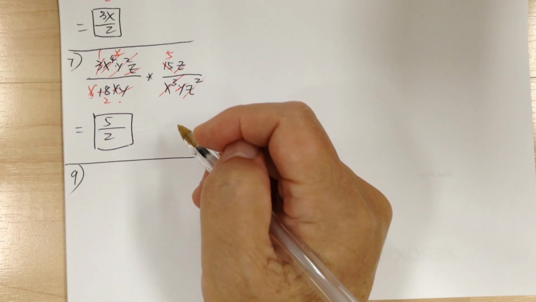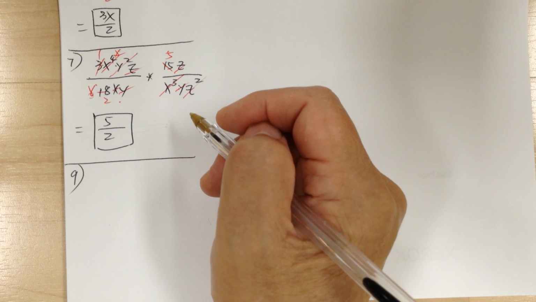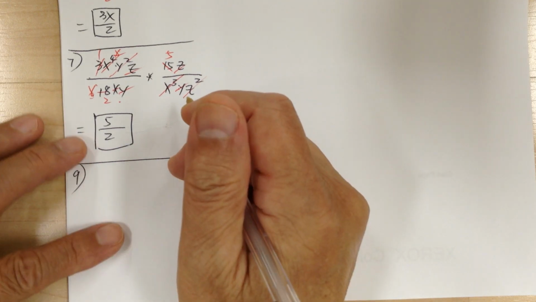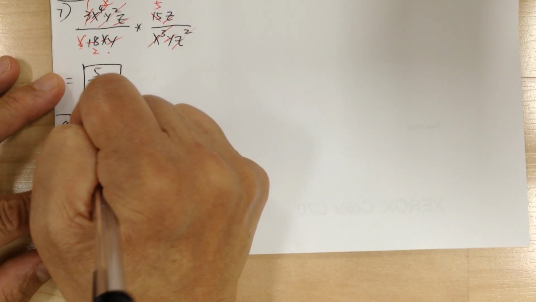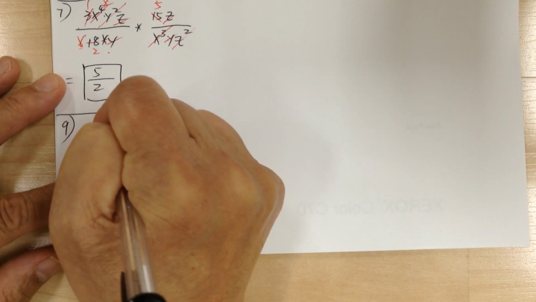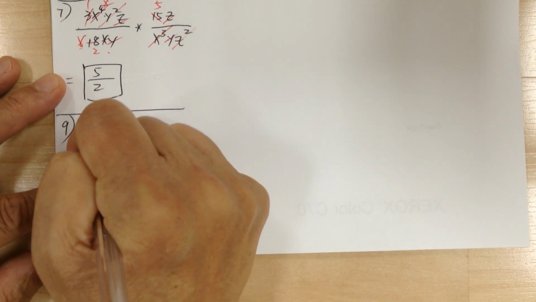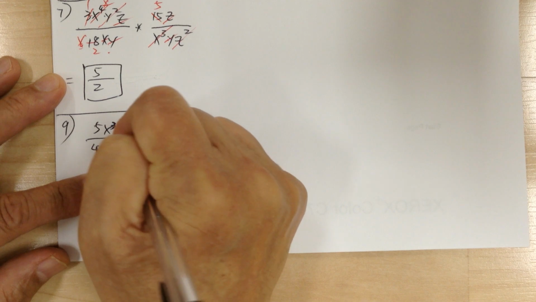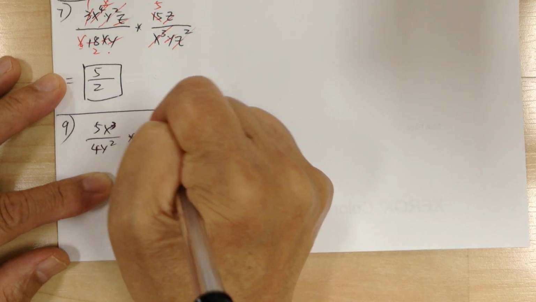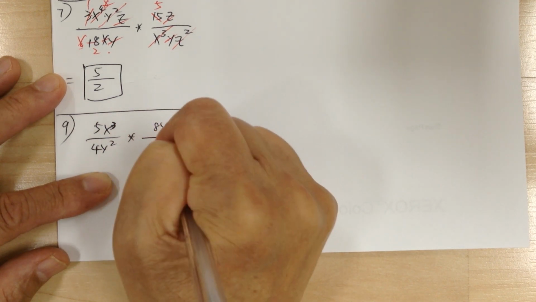Okay, let's go to number 9. You have 5x to the 3 over 4y squared times 8y over 10x squared.